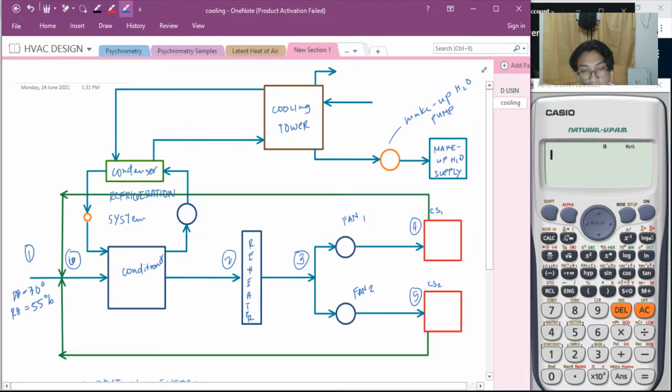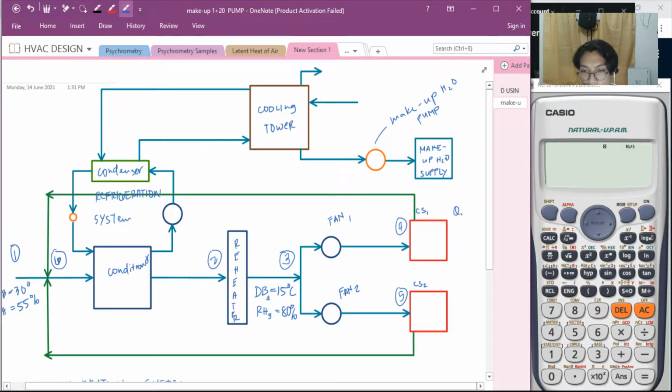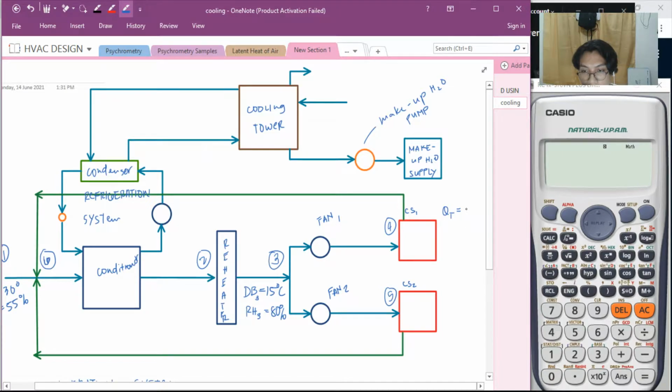Now, before it will be distributed by your fans at point 3, it is said that after it passes through your reheater, it will have to be cooled at exactly 15 degrees Celsius at point 3 with a relative humidity of 80%. And after it is being driven by the fan to your room number 4, it will have simply a total heat load of 350 kilowatts.